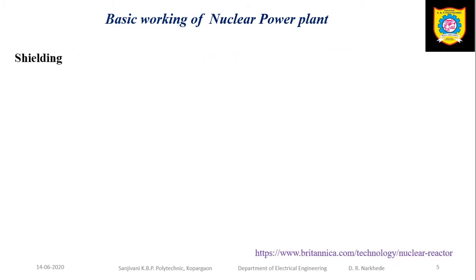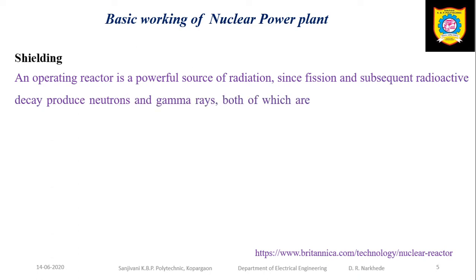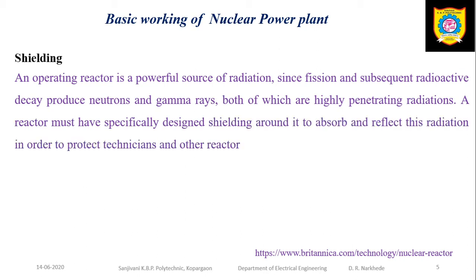The next thing is shielding. Shielding is very important. An operating reactor is a powerful source of radiation. Since the fission and subsequent radioactive decay produce neutrons and gamma rays, both of which are highly penetrating radiation, a reactor must have specifically designed shielding around it to absorb and reflect the radiation in order to protect the technicians and other reactor personnel from the exposure.